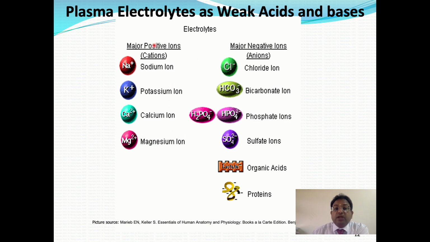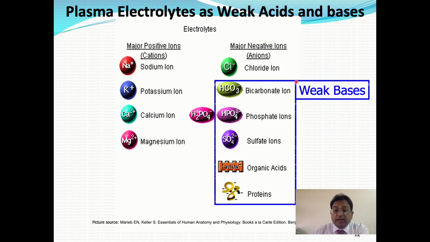Next, various plasma electrolytes also act as weak acids or bases. For example, bicarbonate ion, phosphate ion, and sulfate ion act as weak bases. And dihydrogen phosphate acts as a weak acid. And the proteins can act as both acid and base because they can accept the hydrogen ion and also donate the hydrogen ion.